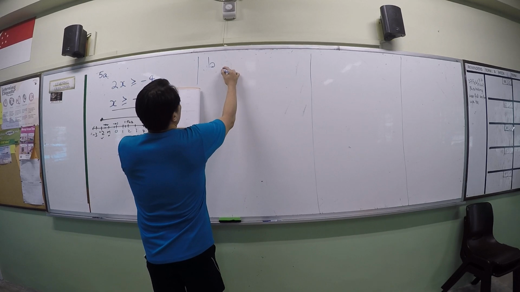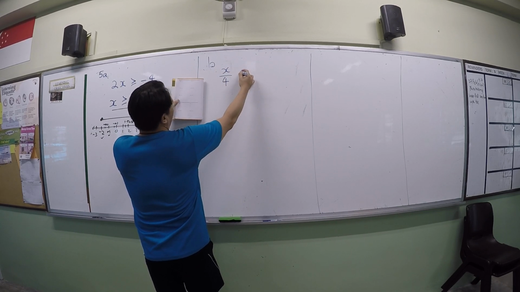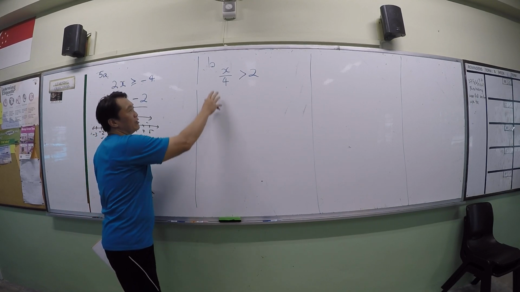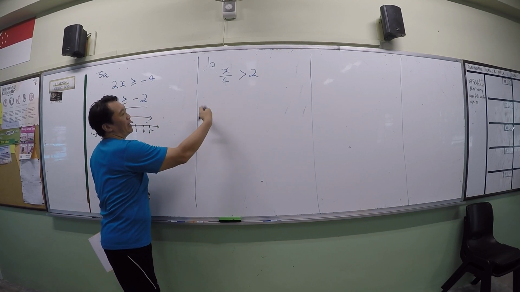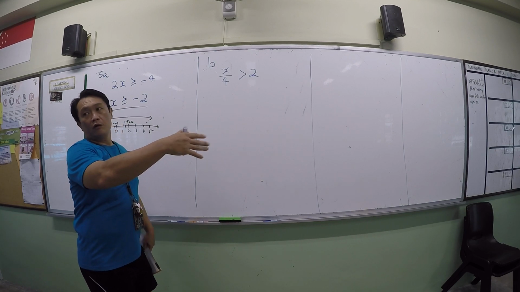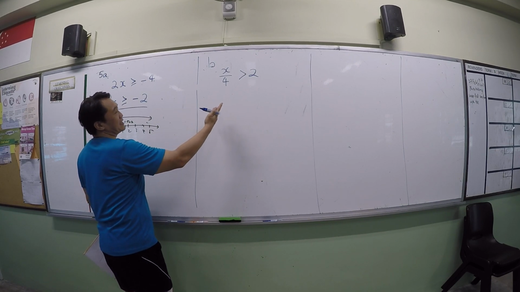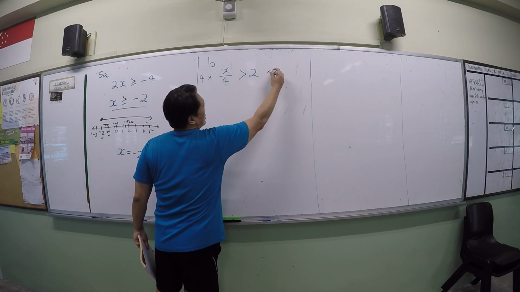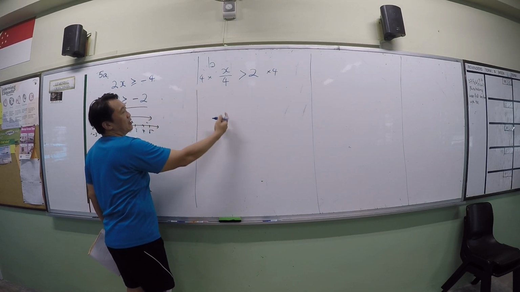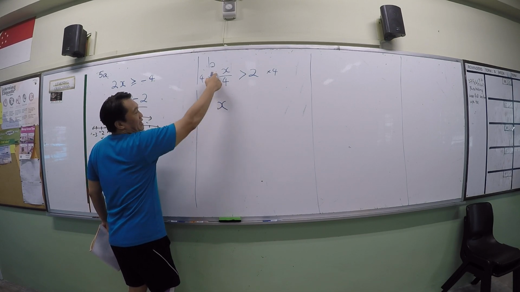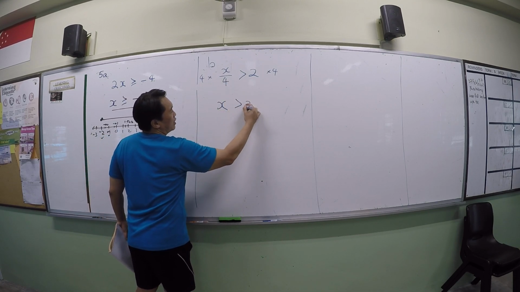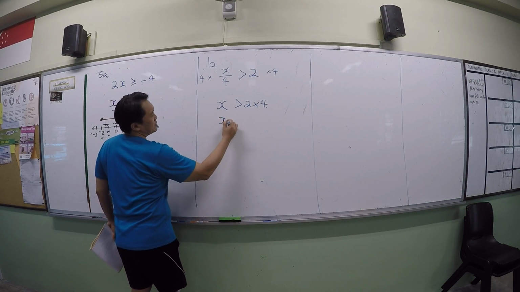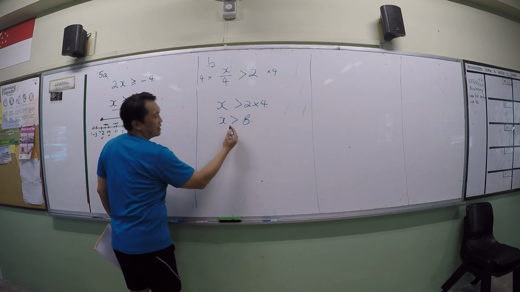B. X divided by 4 must be larger than 2. But I don't want x divided by 4, I want 1x. I want to know 1x, how much? So I need to multiply 4 to both sides, to remove the denominator, so that my divided by 4 goes across and becomes times 4. X must be larger than 8.